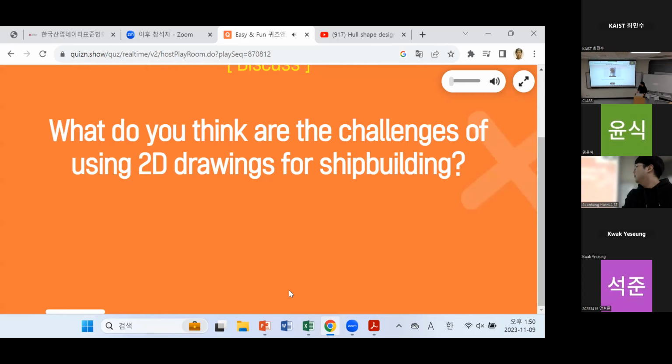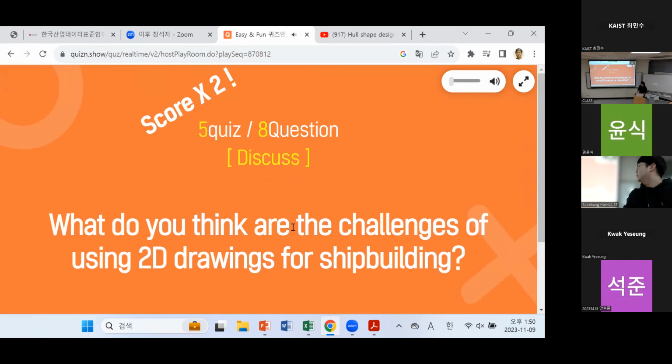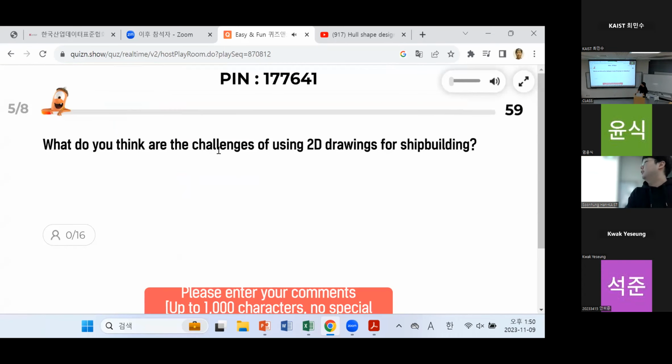Next is the last question. What do you think are challenges of using the 2D drawing for shipbuilding? You can think of fairing or the part drawing. Any opinion is good.